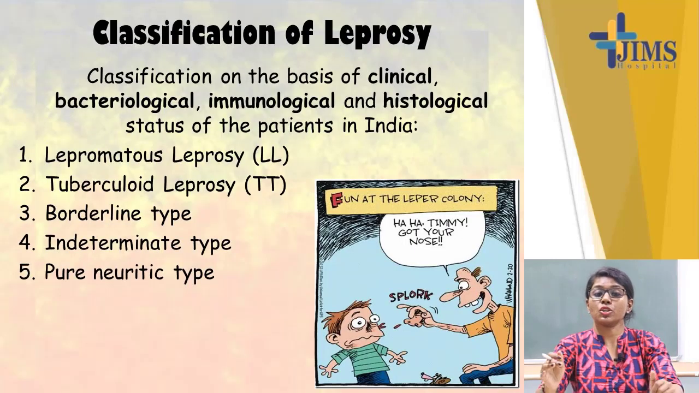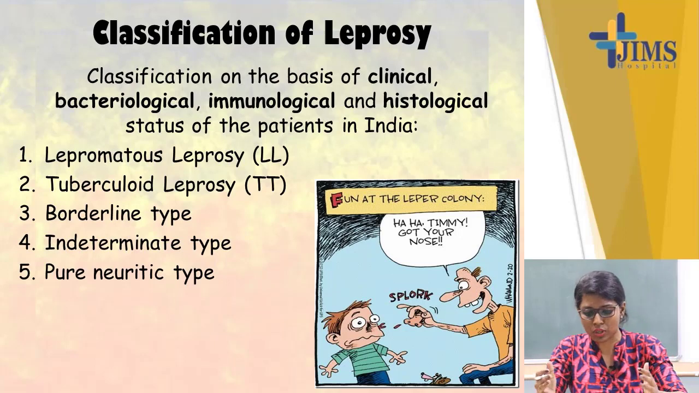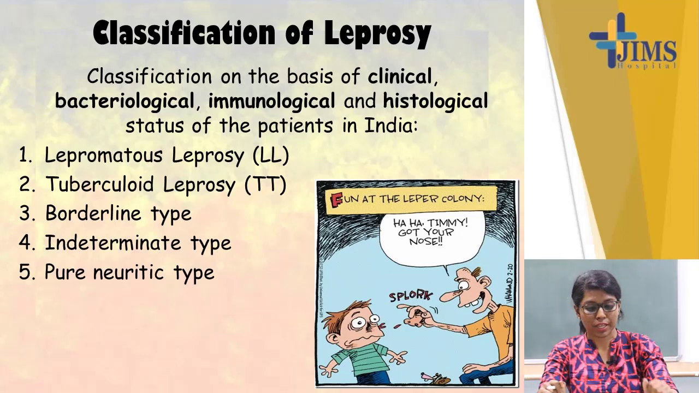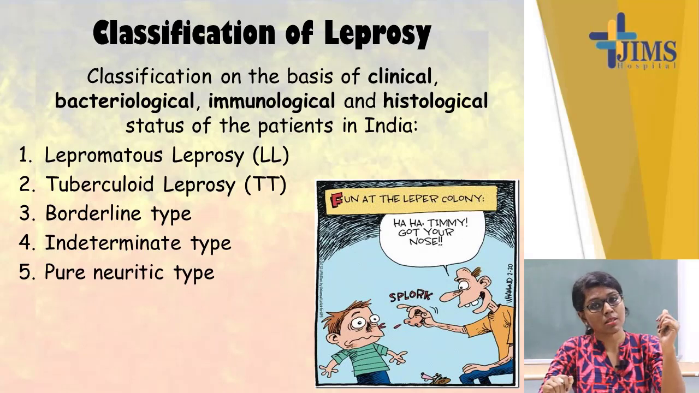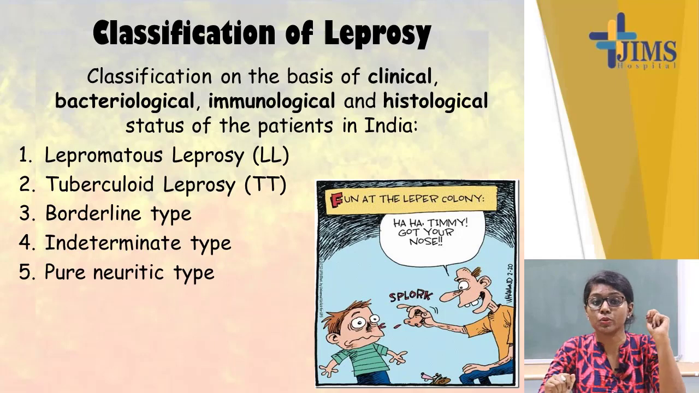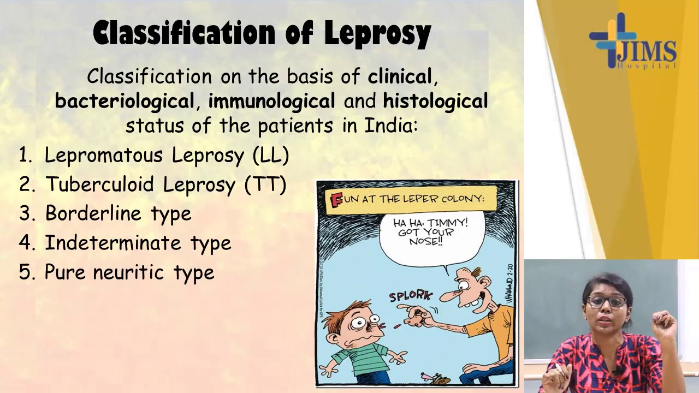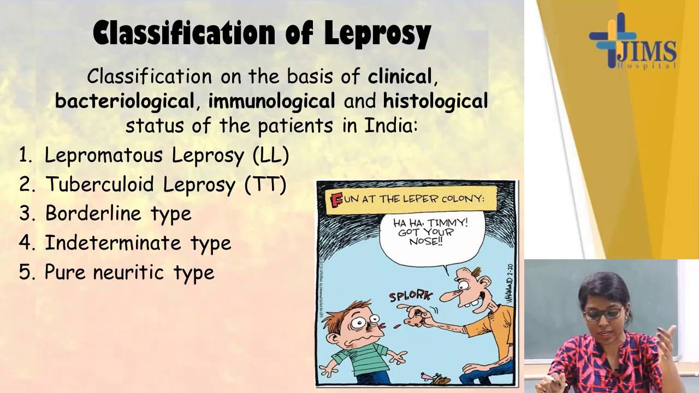Moving on to the classification of leprosy. On the basis of the clinical, bacteriological, immunological and histological status of an individual, we can broadly classify it into 5 types. Number 1, LL means lepromatous leprosy. Number 2, tuberculoid leprosy. Though it is shortened to TT, it's not table tennis, it's tuberculoid leprosy. The third one is borderline type. Fourth is indeterminate, and the last one is pure neuritic.